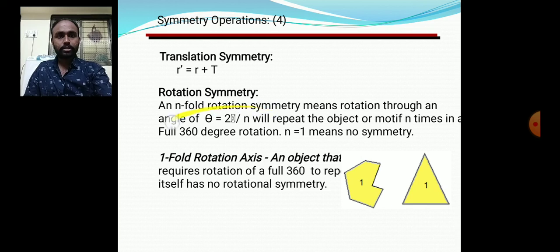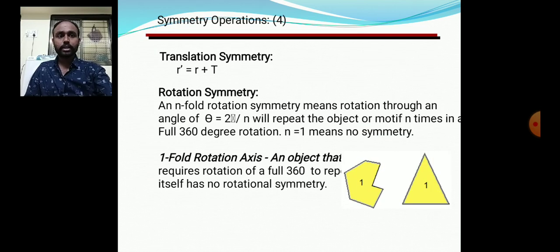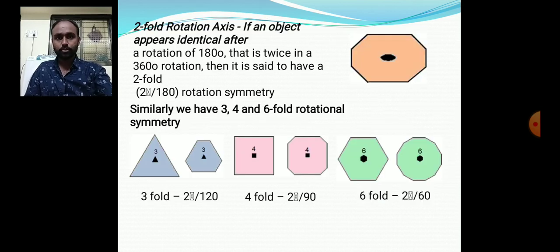For rotation symmetry, this formula is important: theta is equal to 2 pi by n. Here n is called the n-fold symmetry. Theta gives you the rotation angle by which that particular crystal can possess the rotation symmetry. The rotation symmetry can be 1 fold, 2 fold, 3 fold, not 5 fold but 6 fold, because 1 fold actually means no symmetry.